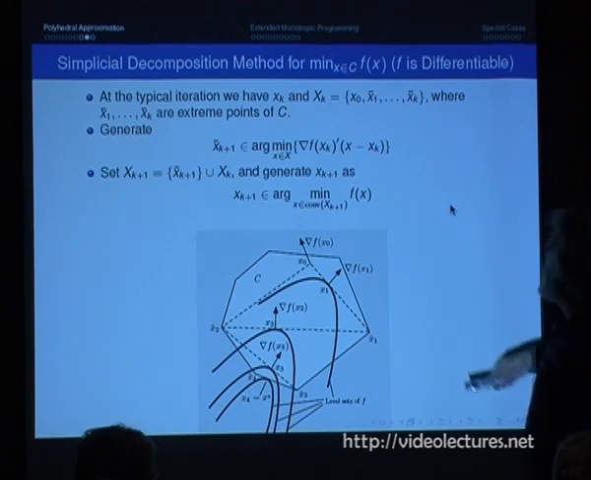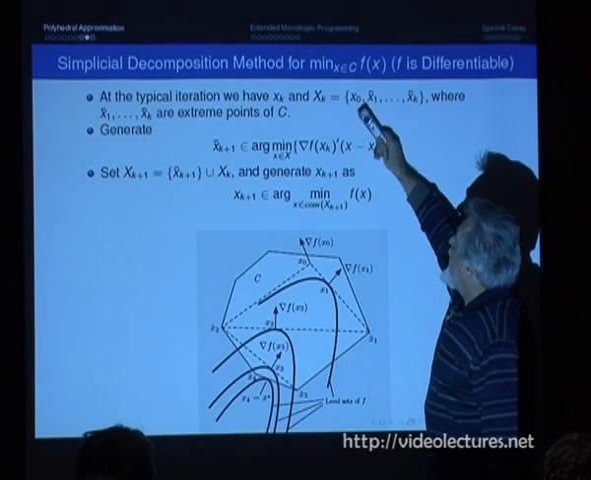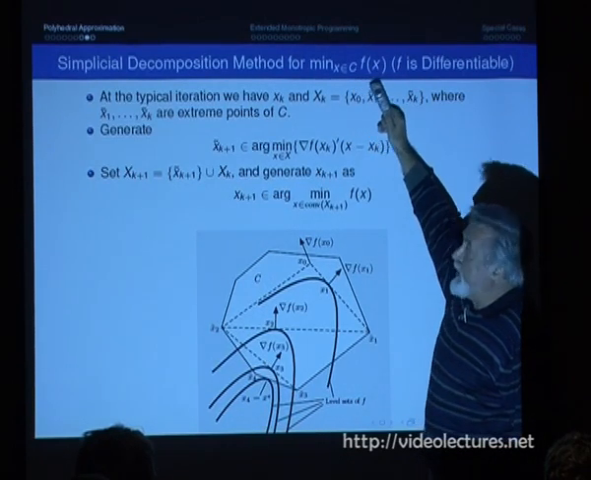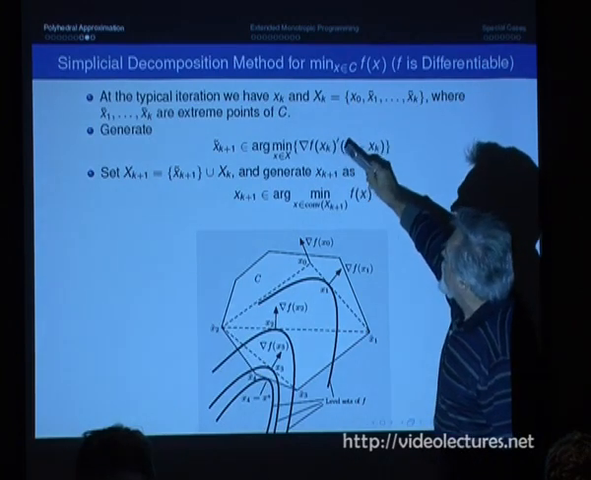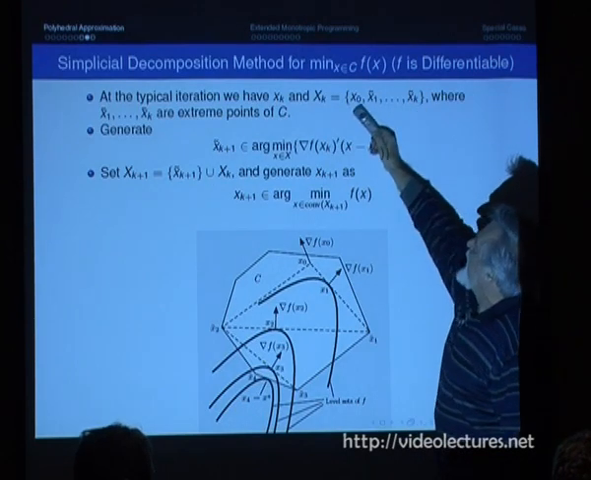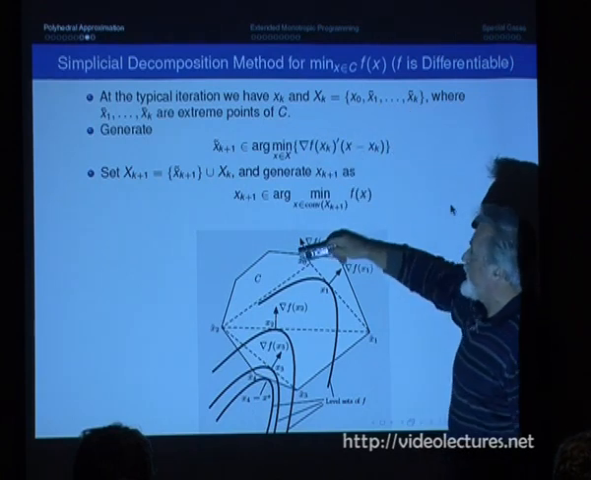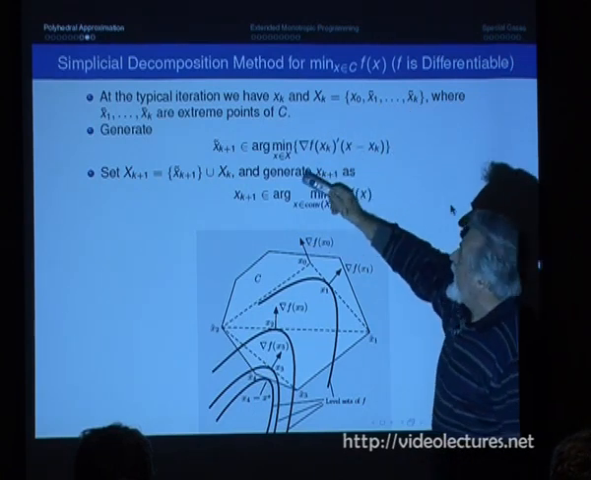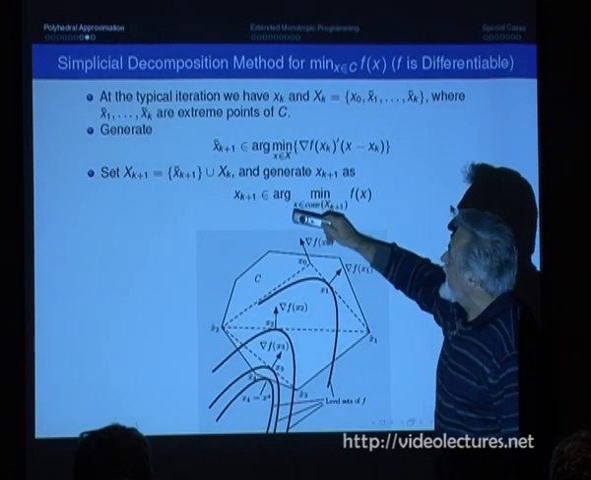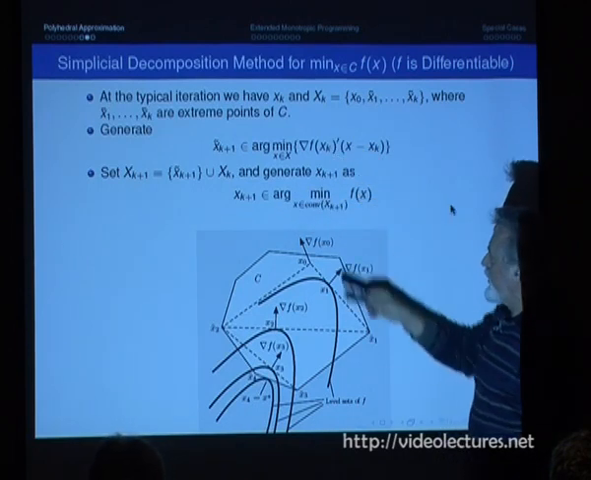And here's how it works. We minimize f over a constraint set. And here, we keep f untouched, but we inner linearize the constraint set. So at the typical iteration, we have some current point xk, and we have a set of inner linearization points. These x tildes are extreme points of C. And then we generate a new extreme point, and we enlarge the approximation, and we generate a new x, and then a new extreme point, and so on.